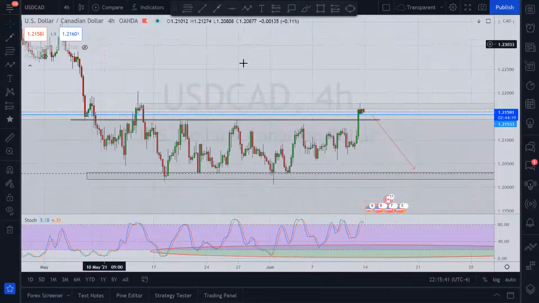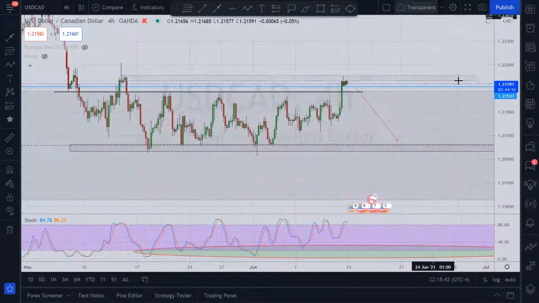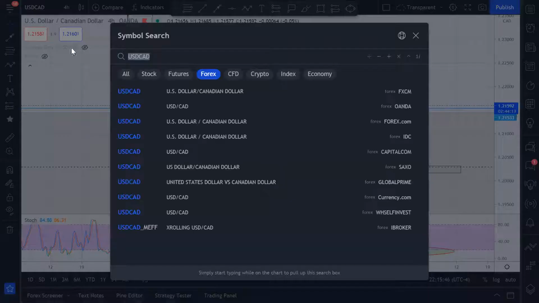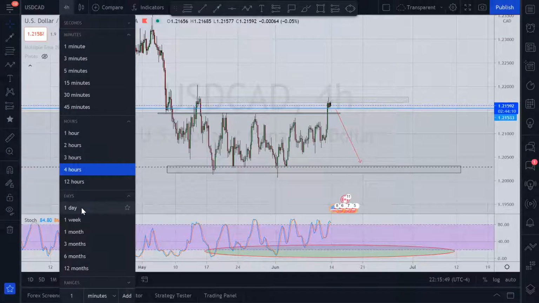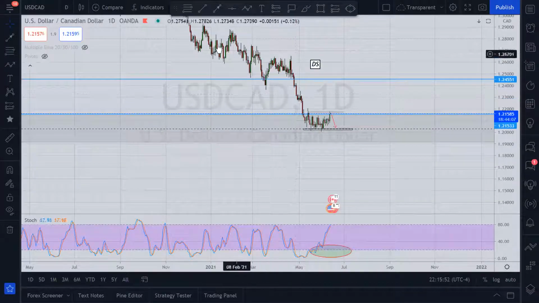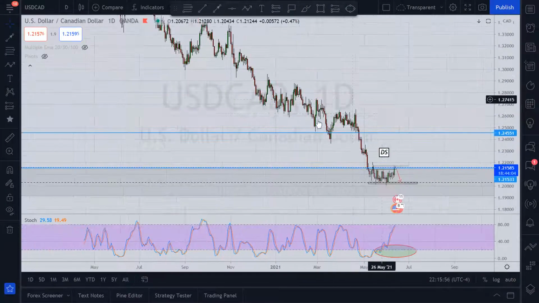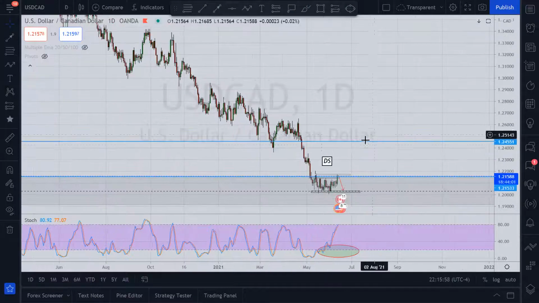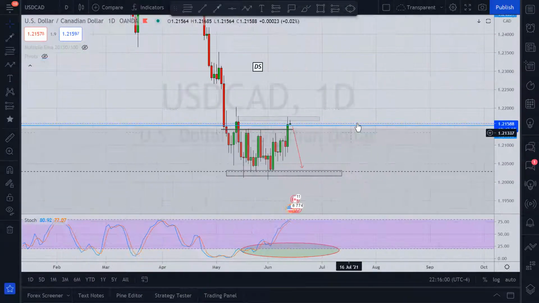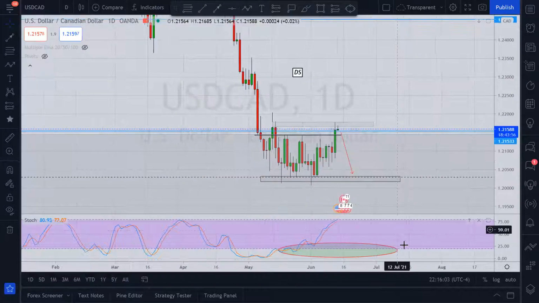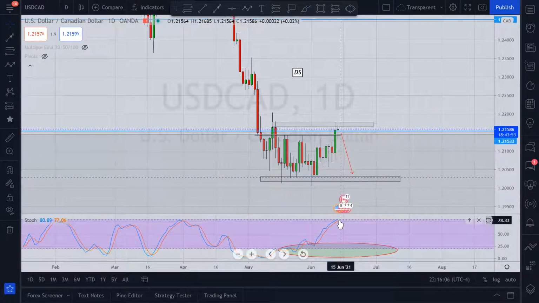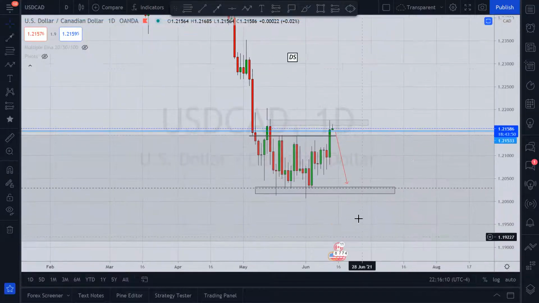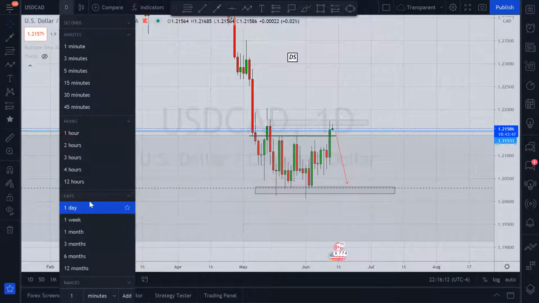USD-CAD. What am I looking for? If we go to the daily, what do we see? We see price has found its way down, all the way down. We're just bearish. I'm bearish on this one, and we found ourselves in a clearly defined trading range, which I already told you I like. We're overbought on this one on the daily, and I'm looking for price to get a little weaker. I'm looking for the CAD to be stronger against the US dollar.